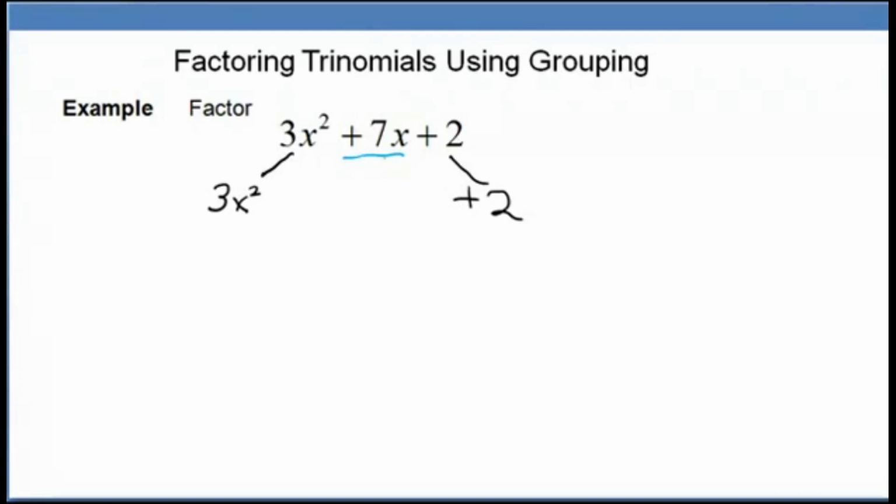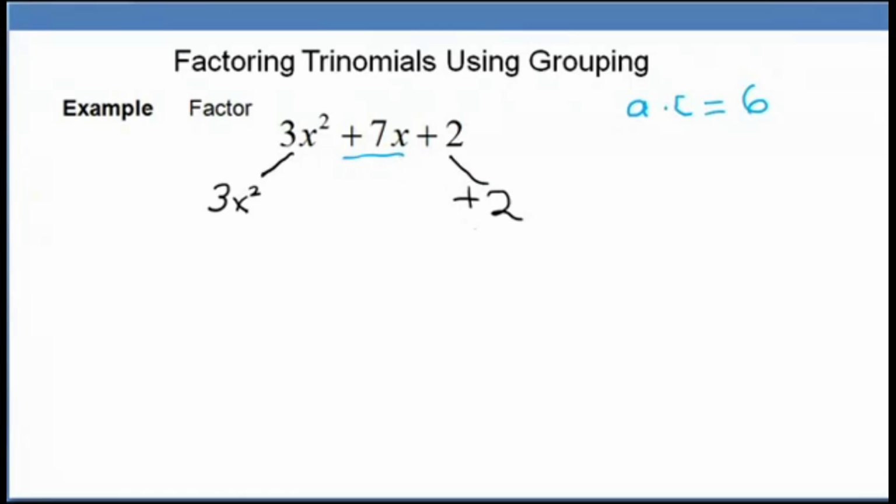And to find the numbers that do that, we're going to multiply our a, so the coefficient of the x squared term, times our c, which is our constant. So a times c, so 3 times 2 is 6. So we're going to find numbers that multiply to give 6, and they're going to combine to give the middle term. They're going to combine to give the 7.